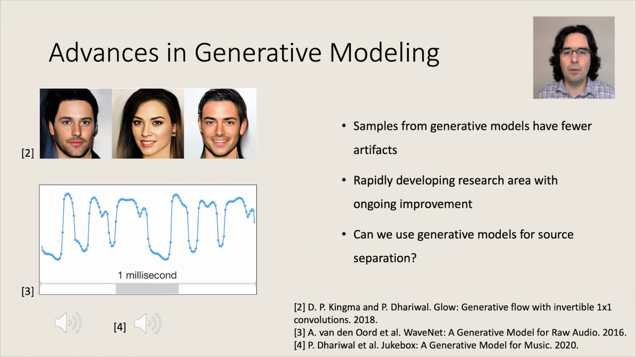As you can see and hear, these models are quite good at mimicking the data generating distribution. Our approach to source separation will use a generative model as an explicit prior about what the components of a mixture are supposed to look like.